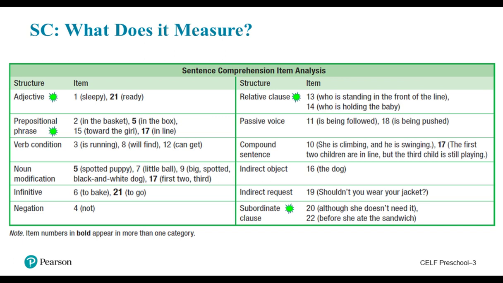The sentence comprehension subtest measures the child's understanding of sentence structures. Item analysis tables like this one provide information on the type of sentence structures with which the child is struggling. From the item analysis table here, you can see a breakdown of the different types of sentence structures assessed, including those with adjectives, prepositional phrases, relative clauses, subordinate clauses.